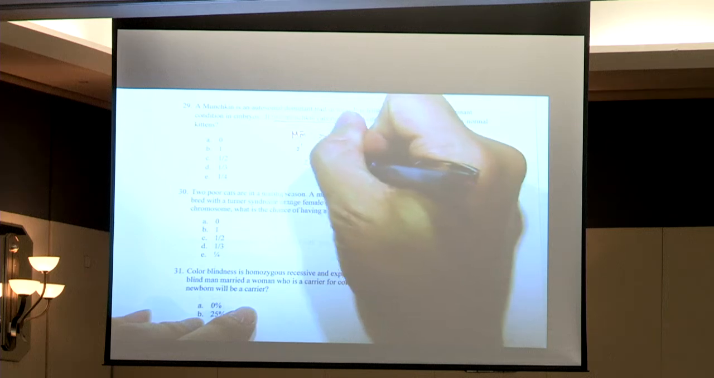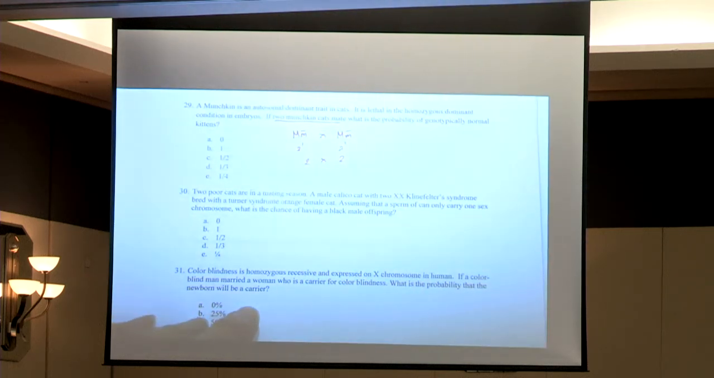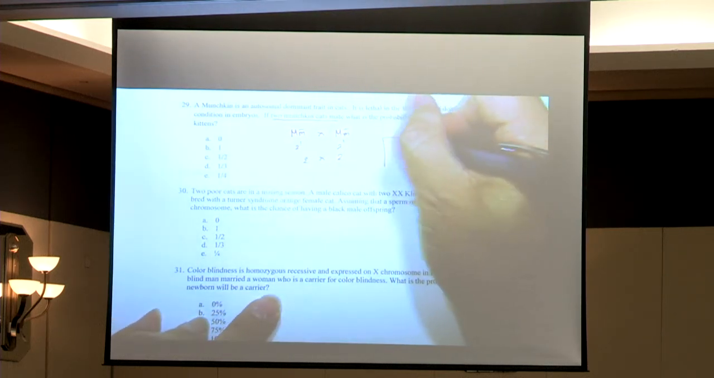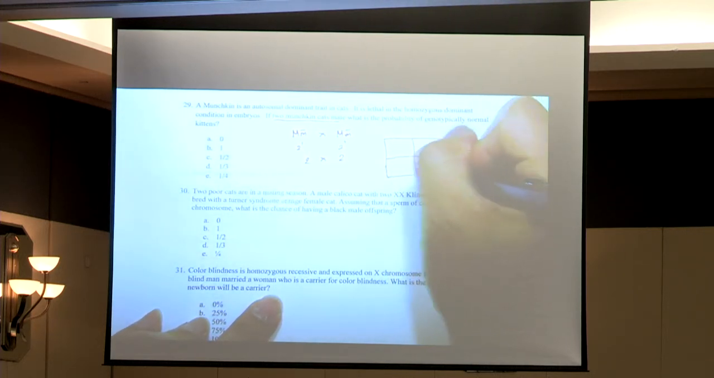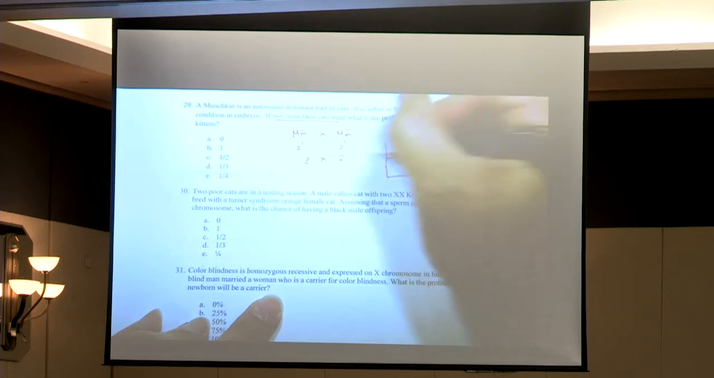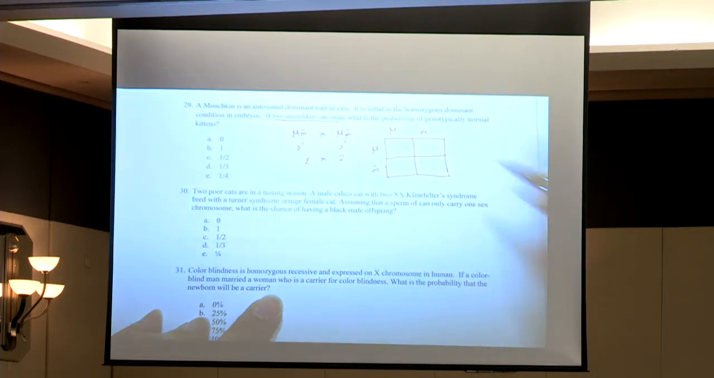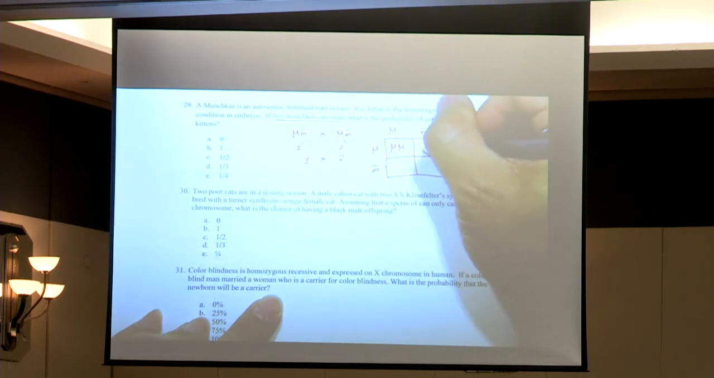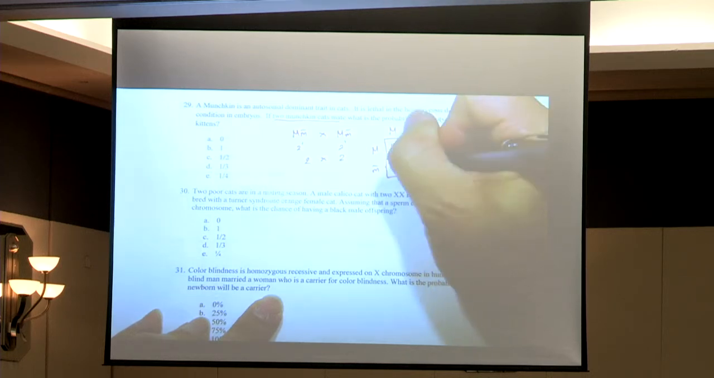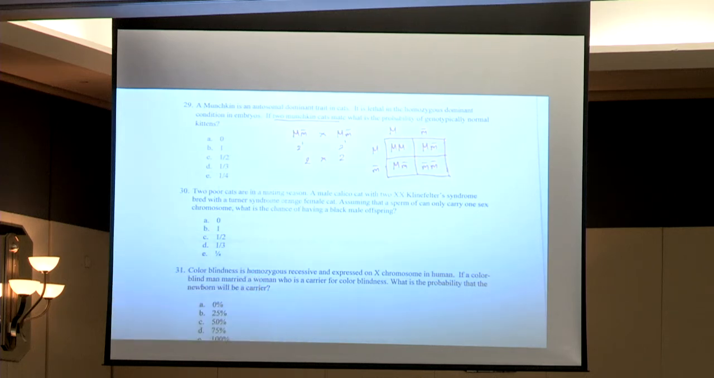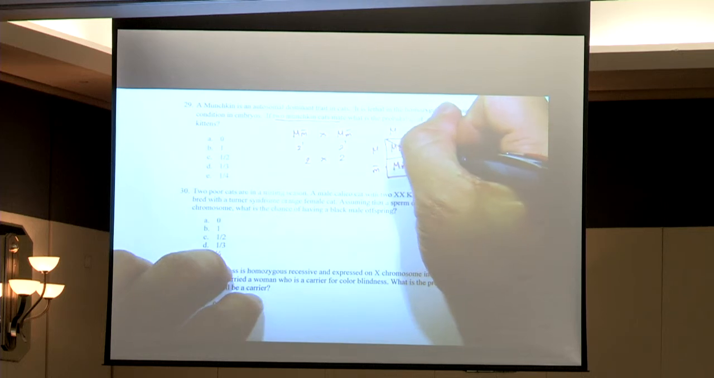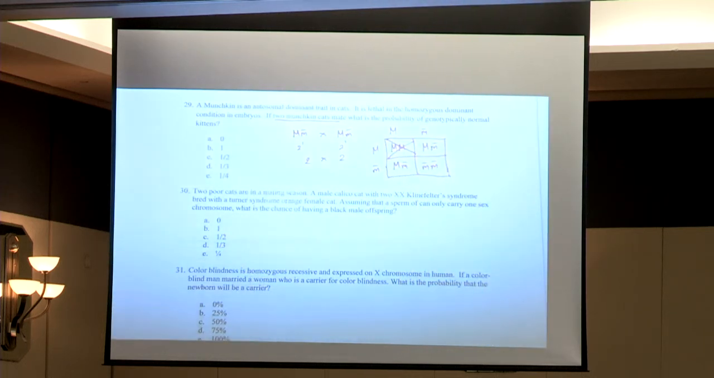So your Punnett square will be 2 by 2. In this case, we're going to have this 2 by 2. So we have big M, little m, big M, little m, and we cross. Since the homozygous dominant is lethal, it's never going to be born, right?